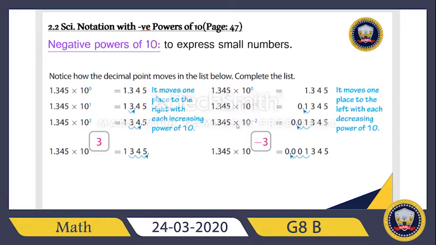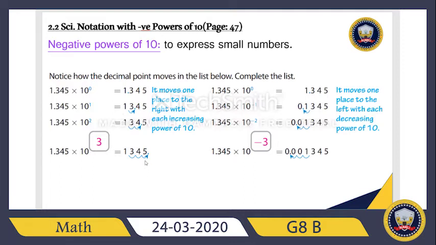If I have 10 to the power of minus 2, it will be moved 2 decimal places to the left. So it will be 1, 2. Here is my decimal point. So it will be 0.01345. Now, if I want to move my decimal point 3 decimal places to the left, then my power should be minus 3. So comparing these operations here with these operations of positive power on the left, what can we see?